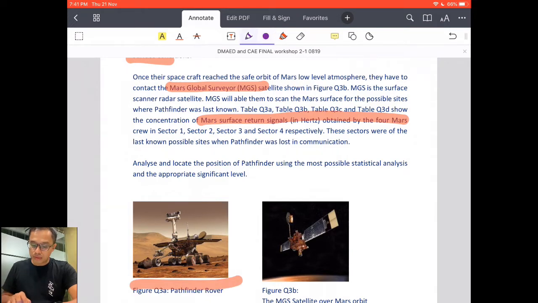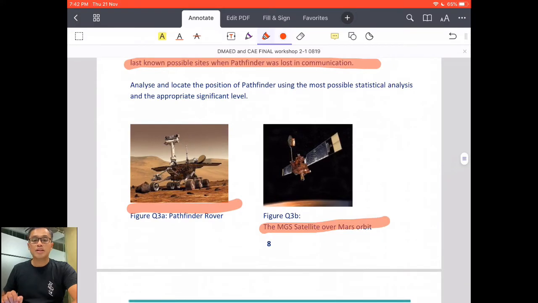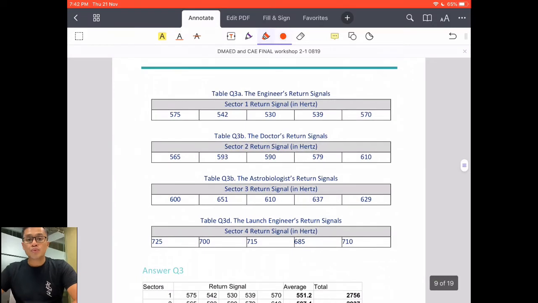So these 4 people are going to be working on 4 sectors, namely sector 1, 2, 3, and 4 respectively. These sectors are the possible last site of Pathfinder. These 4 people read the pings that come from the Pathfinder by using the MGS satellite, which is orbiting over Mars. So here it is ANOVA one way because it only has one factor, which is the location of the Pathfinder robot rover. They are given in hertz.